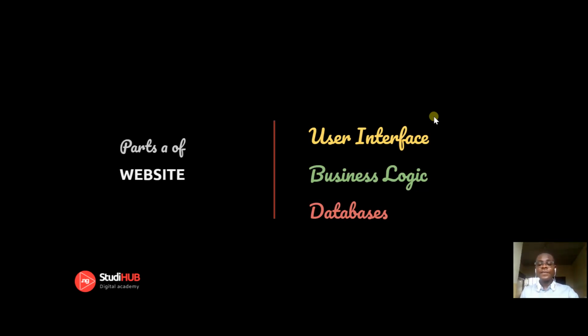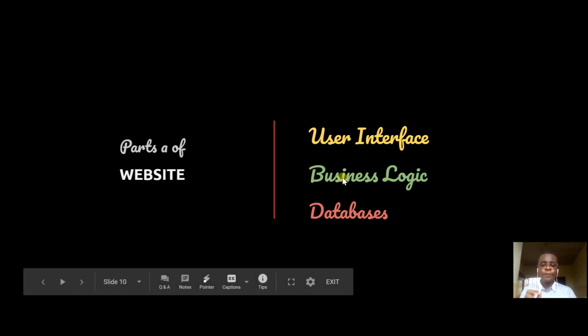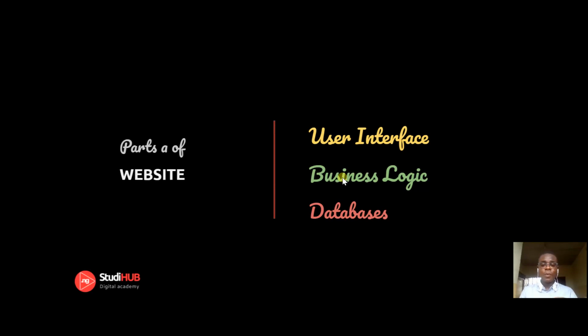Now, the user interface part is the part we see and interact with as users. For instance, as a user, if you visit facebook.com, google.com, youtube.com, the part you interact with, where you move around, you click a button, you click on a form and you try to fill it, you are interacting with that website. That part you interact with is the user interface.